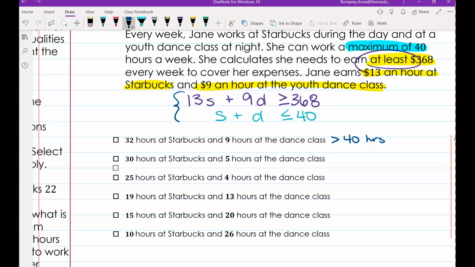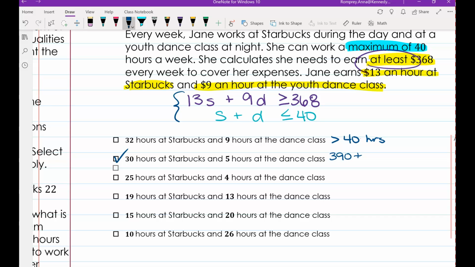We don't even need to plug that in because it's probably going to exceed the $368 she needs, but it's going to max the number of hours, and she's probably still got school and everything else. All right, so let's see. The next one, 30 hours at Starbucks and 5 hours at dance class. Let's figure out how much she's going to make. 30 hours at Starbucks, that's where she gets paid $13 an hour. That's $390. Plus, do I even need to keep going? Not really, because I already know she's going to make more than the $368. 30 and 5, so she'll stay under her 40 hours. So that one definitely works.